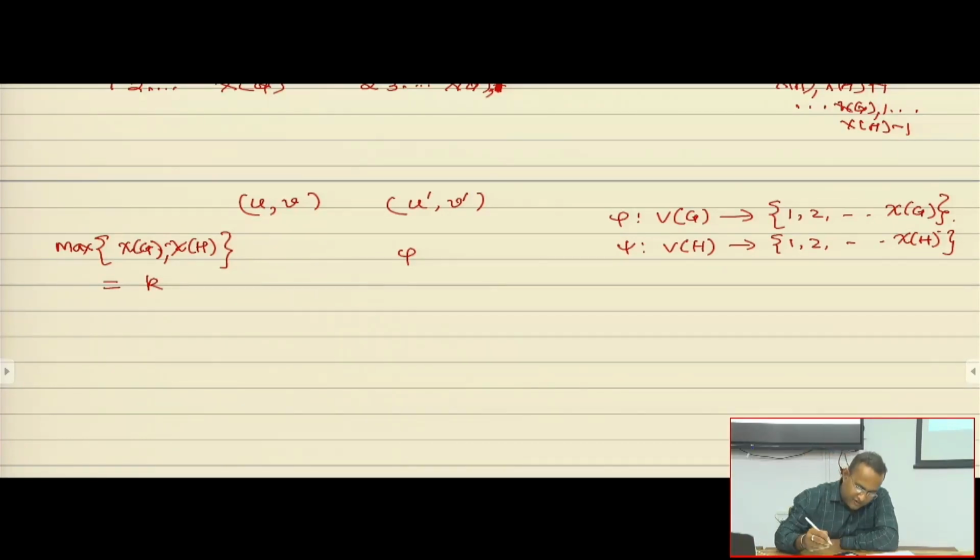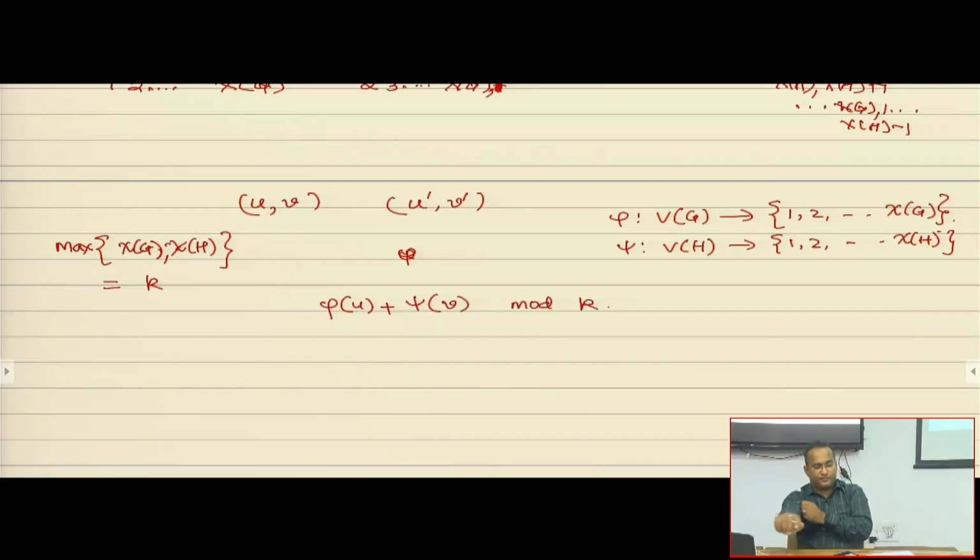Then you define over here phi of u plus psi of v mod k, right? So now what will happen? If you think of phi of u dash and psi of v dash mod k, then what can you visualize over here? Can you visualize something over here? What?